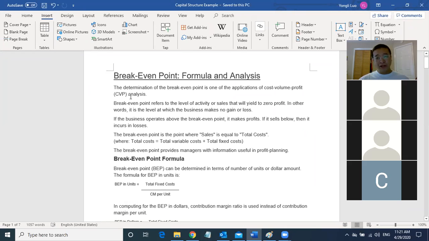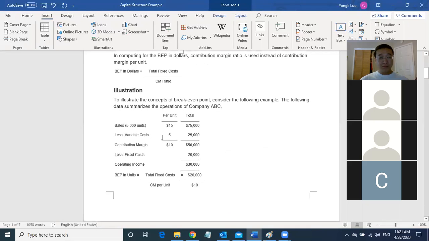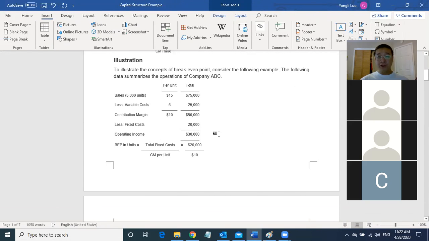So the break-even point is one of the applications of cost-volume-profit analysis. Last time we talked about it: the break-even point is your total fixed cost, FC, divided by the contribution margin per unit, which is the price minus the variable cost per unit. The numerator is your total fixed cost. The denominator is your contribution margin per unit. In dollar value, we call it the contribution margin ratio. This is how you calculate the break-even point.